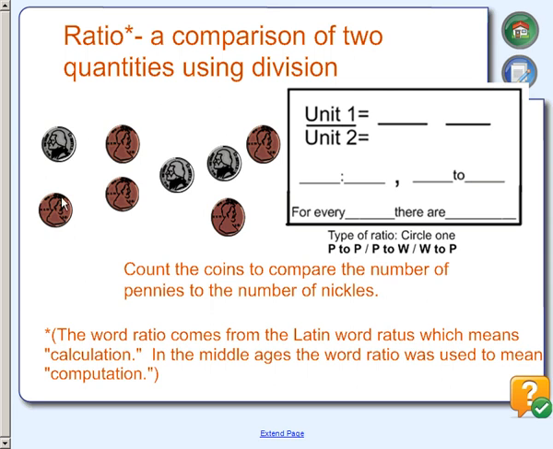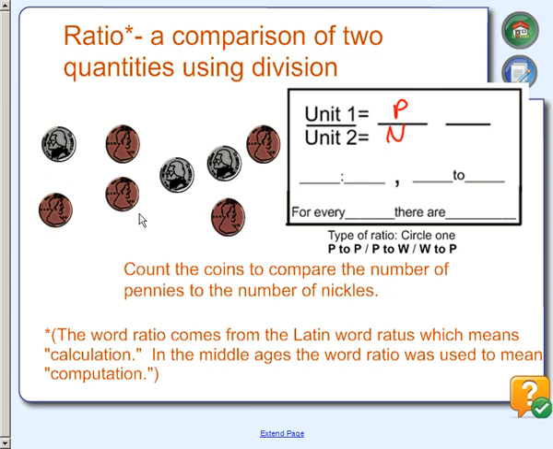So we're going to take a look at our pile of coins here. The very first thing we always need to do when writing a ratio or later on solving proportions is it's really important to label. So you're comparing 2 different units, 2 quantities. Well, we need to know what those are. So if we are comparing the pennies and the nickels, then our first unit is going to be pennies. Now it's okay to abbreviate, and then nickels right here.